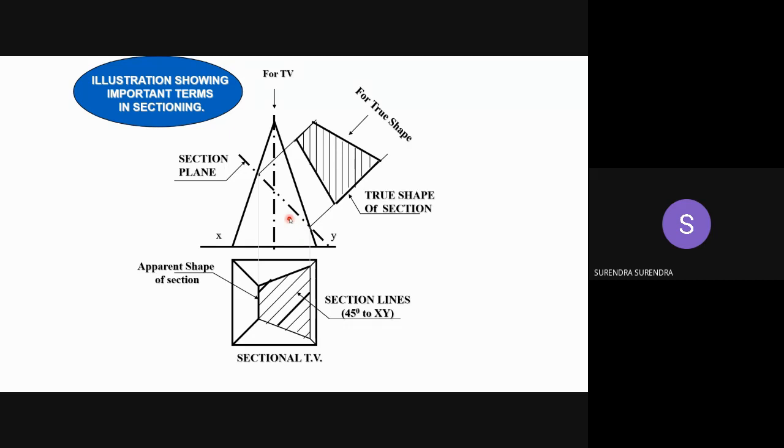So here what we are observing in the top view is not the true shape of the section. It is the apparent shape of the section. So if you want to represent the true shape, you have to project the lines perpendicular to this plane, and you have to show the true shape of the section. We'll discuss how to draw the true shape of the section in the next problem.